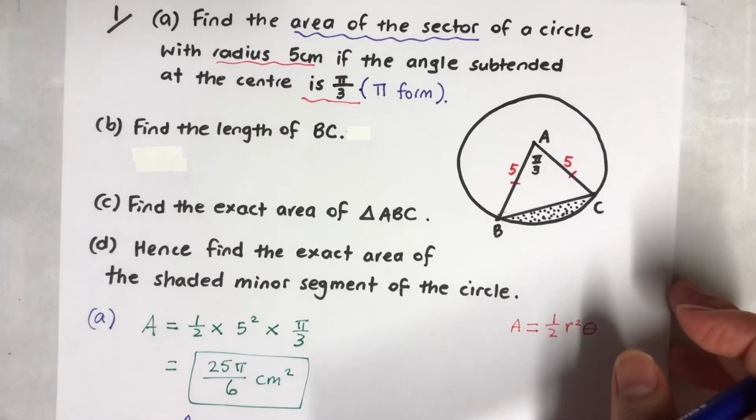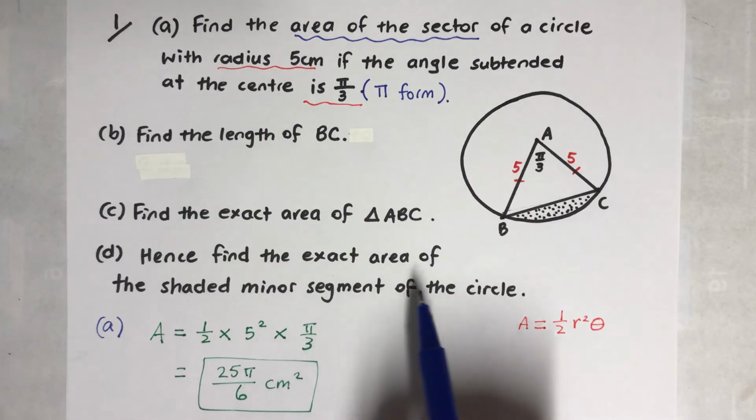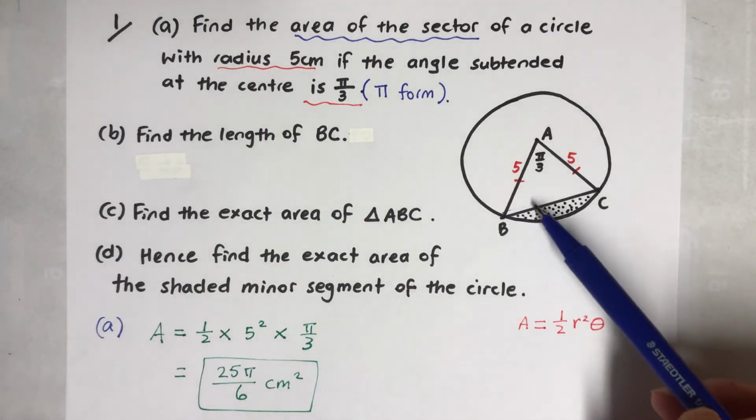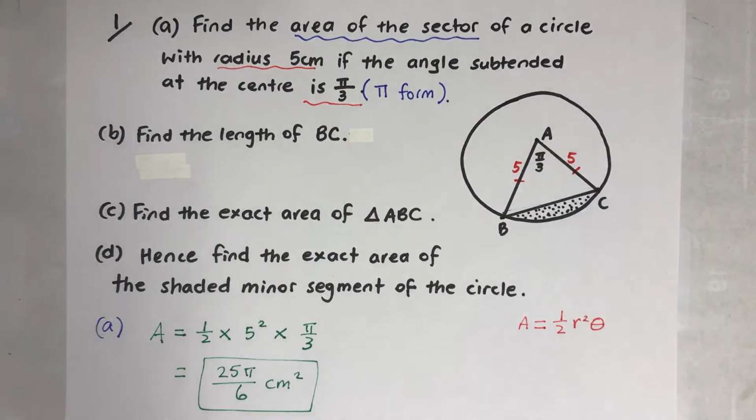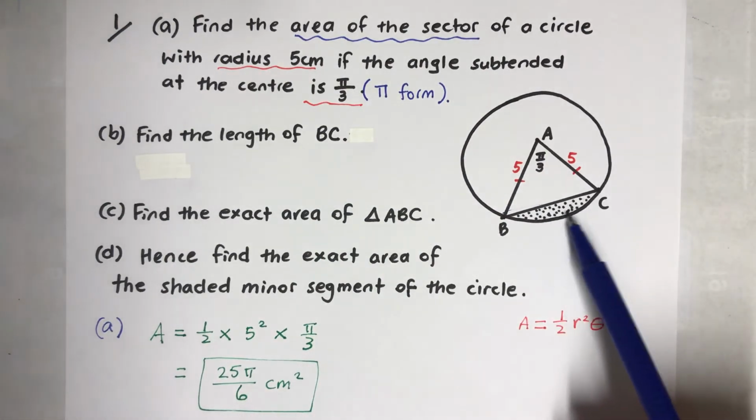Next one, we got part D. Part D says, hence find the exact area of the shaded minor segment. I'll put it back here so you can see it. So that's all these little dots there, the shaded part of the segment. So how are we going to find that? I can see if we can find the area of the sector and take away the area of the triangle, which we just found, and then I'll get the leftover, which is the shaded part. Okay, so that's what I'm going to do.